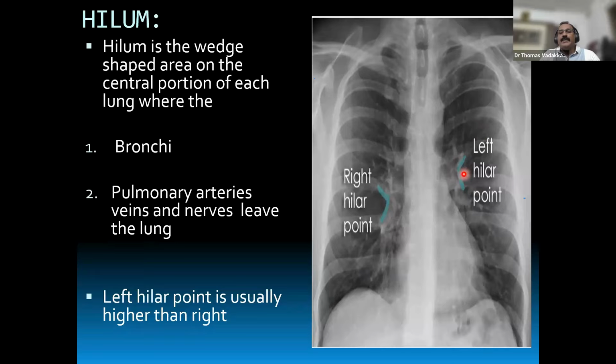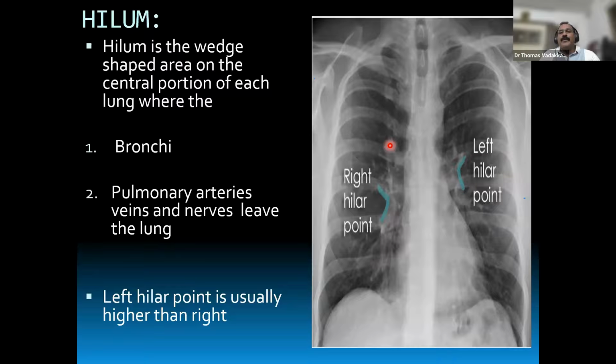And on the left side, you can see the left hilum is higher than the right hilum. Now, you can see in the upper part of the lung fields, the vessels are not prominent. Mostly the vessels are seen on the lower part. These are the pulmonary arteries.